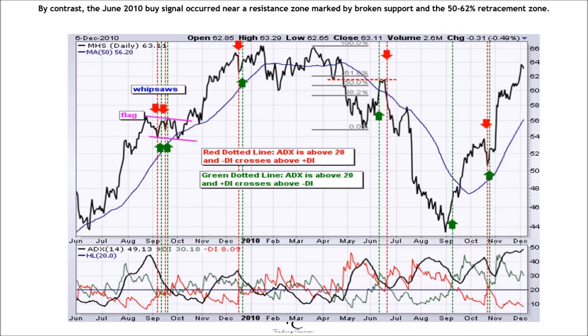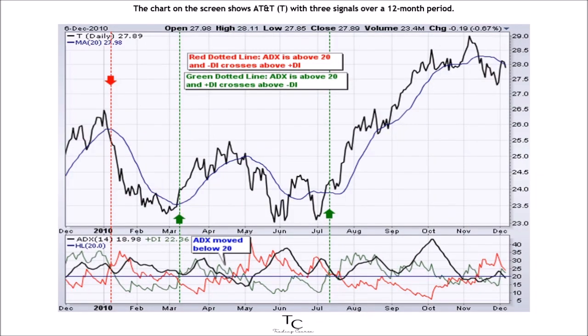By contrast, the June 2010 buy signal occurred near a resistance zone marked by broken support and the 50 to 62% retracement zone. In this instance, it would have been prudent to ignore a buy signal so close to this resistance zone. The chart on the screen shows AT&T with 3 signals over a 12-month period.